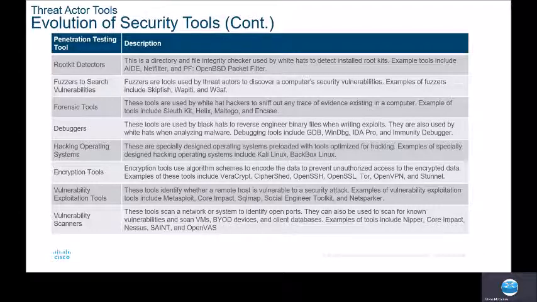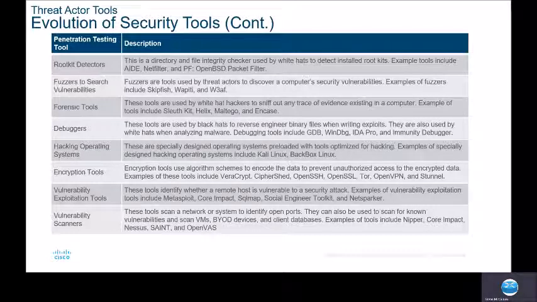Fuzzers to search vulnerabilities are tools used by threat actors to discover a computer's security vulnerabilities. Examples of fuzzers include Skipfish, Wapiti, and W3AF. Forensic tools. These tools are used by white hat hackers to sniff out any trace of evidence existing in a computer. Examples are Sleuth Kit, Helix, Maltego, and EnCase. Debuggers. These tools are used by black hats to reverse engineer binary files when writing exploits. They're used by white hats when analyzing malware. Debugging tools include GDB, WinDbg, IDA Pro, and Immunity Debugger.